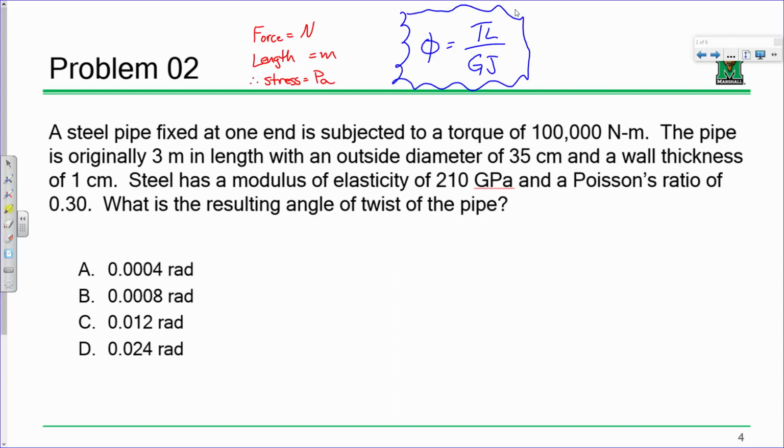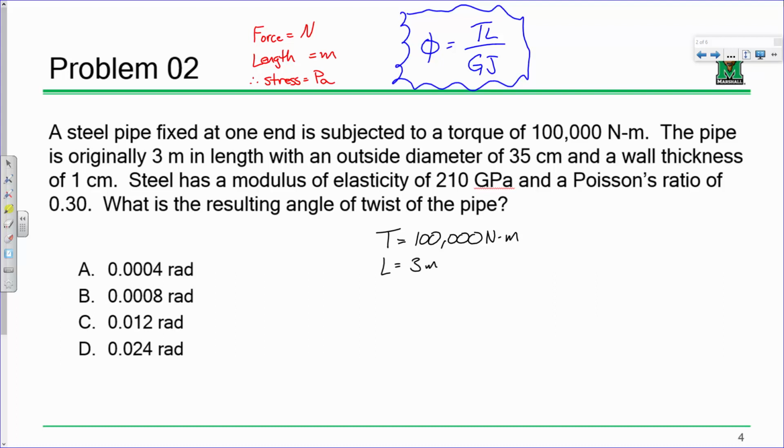Okay, all right. Some of these parameters are going to be pretty easy to find. I have the torque, which is 100,000 Newton meters. So that's the load. I'm taking it and twisting it with that much torque. It originally has a length of 3 meters. That's pretty easy. The other two properties are what take a little bit of work.